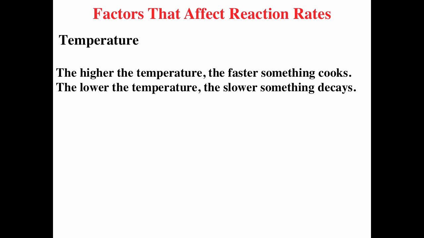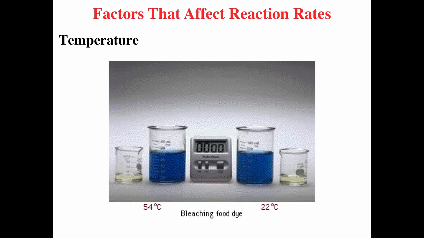Now we can actually look at bleach plus the dye. Bleach plus the dye on the left is 54 degrees, on the right is 22 degrees. Higher temperature should always mean faster reaction. Remember, this is very different from equilibrium, where the effect of temperature depends on if it was an exothermic or endothermic process. But for kinetics, higher temperature always means faster reaction.